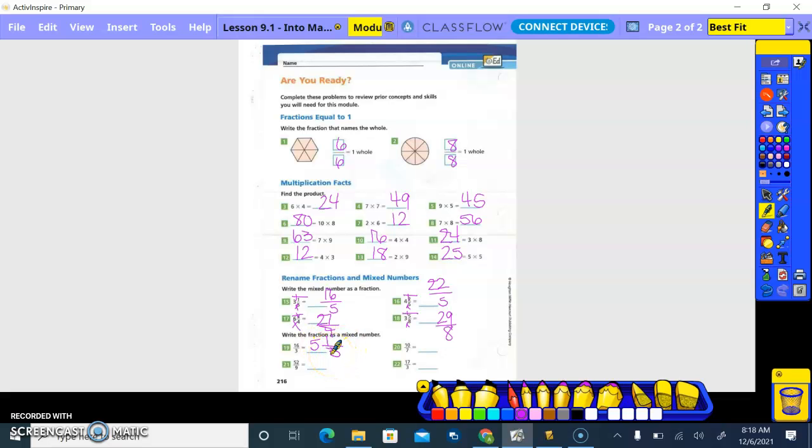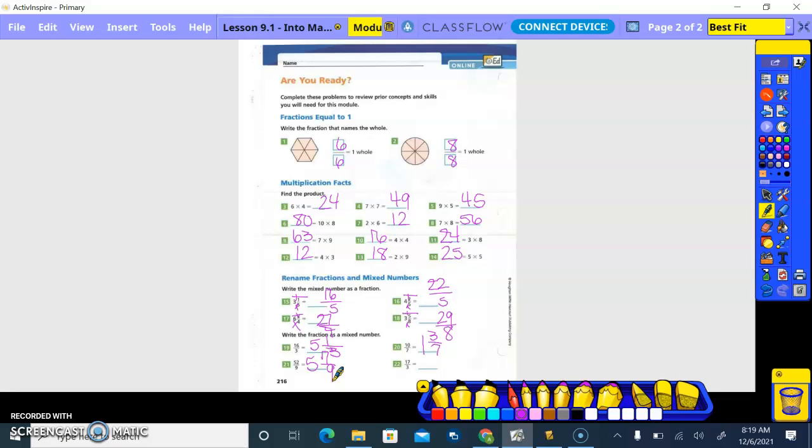Okay. Next one. 10 divided by 7. 1. 1 times 7 is 7. So 10 minus 7 is 3. And keep our same denominator of 7. 52 divided by 9. Okay, so 5. What is 5 times 9? 45. So 52 minus 45, 7. And then we keep our same denominator of 9. Now, if we needed to simplify these, yes.